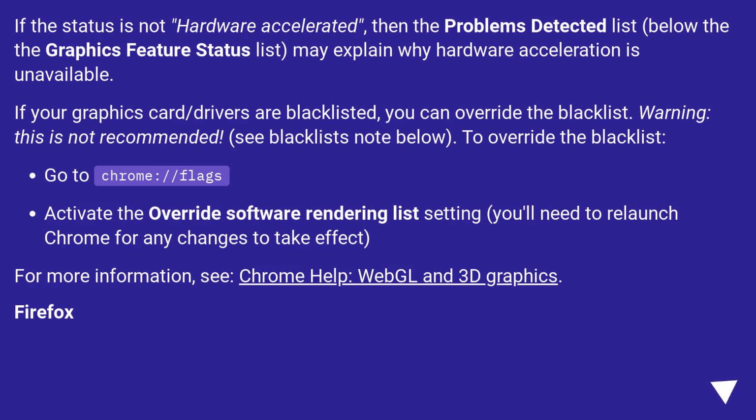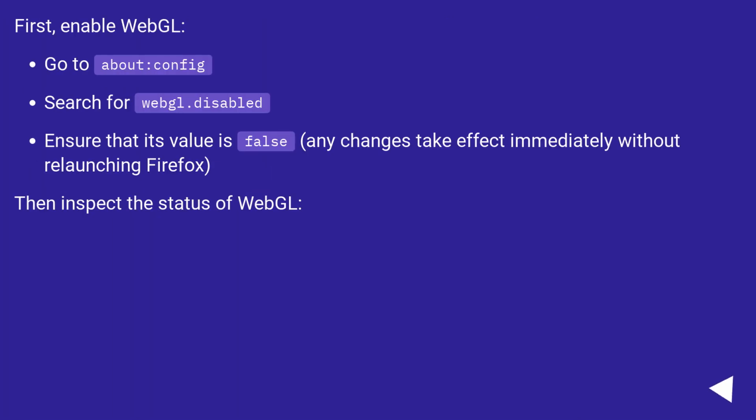Firefox. First, enable WebGL. Go to about:config. Search for webgl.disabled. Ensure that its value is false. Any changes take effect immediately without relaunching Firefox. Then inspect the status of WebGL.